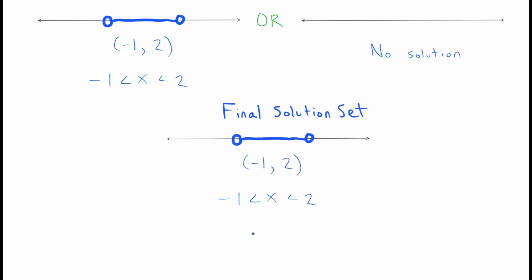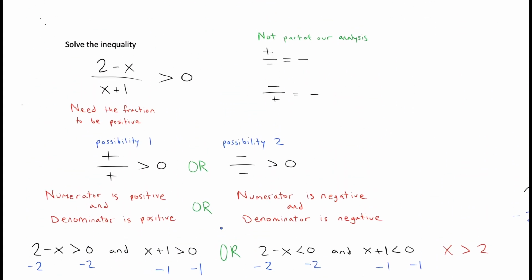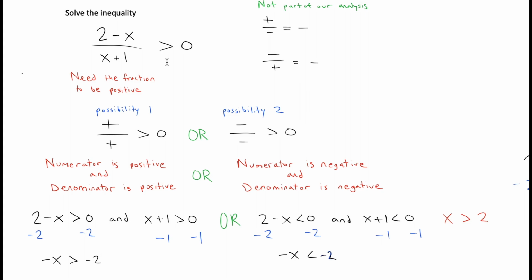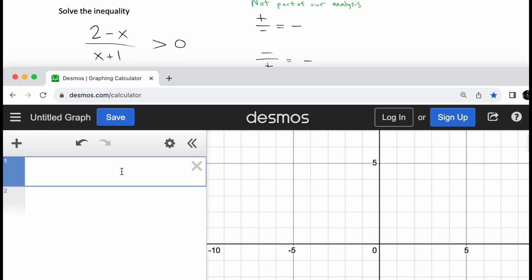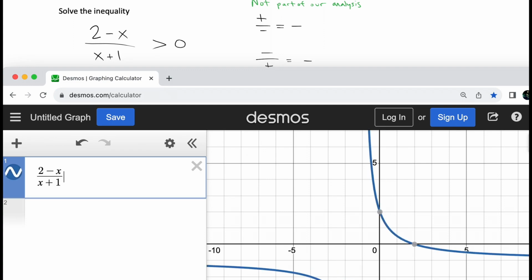Now we can show in Desmos that this would be the solution set. Going back to the original problem, it's a good way to check your work. What you want to do is just type in the problem exactly as it appears on the page. Very useful, this Desmos. Okay, there is the function itself.